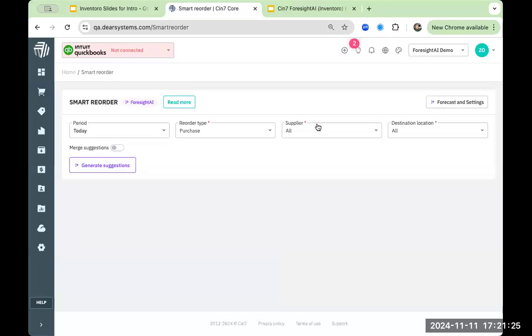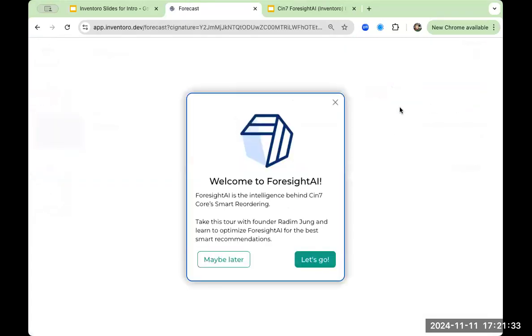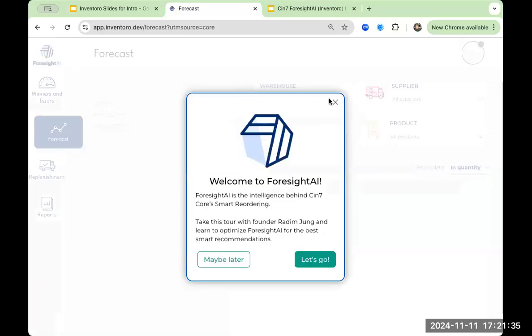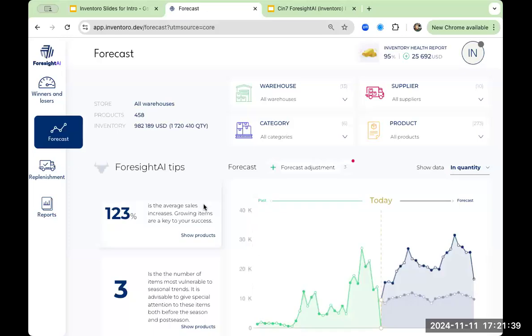And a little bit more information that's maybe not available. Well, it's available to you here, but maybe laid out slightly differently under this forecast and settings. So if I click into this, for some of you, if you've been following our Foresight AI journey, this may look familiar to you as Foresight AI is not necessarily brand new, but a reiteration of Inventoro.